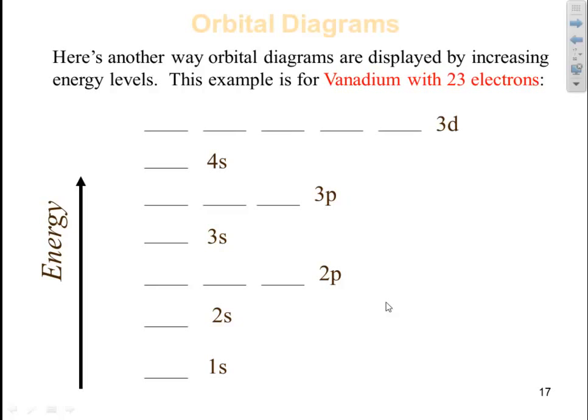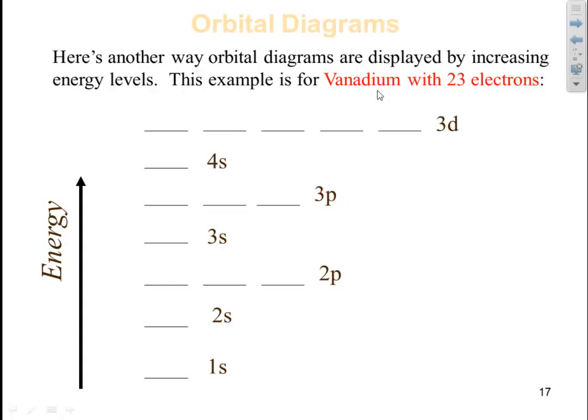Here's another way orbital diagrams are displayed, by increasing energy levels. We have our energy levels pointing up. So we know 2s is greater than 1s, 2p is greater than 2s and 1s, etc. Notice the 2p's, as we stated earlier, have the same energy, so they're all at the same level. The 3p's are at the same level, and the 3d's are all at the same energy level.